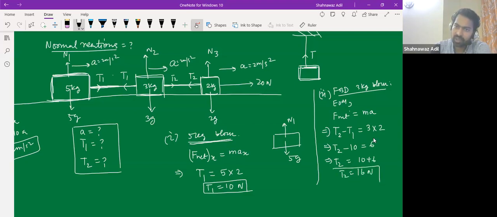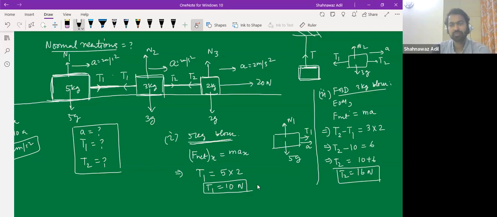This was the question. I forgot to write the free body diagram. This is 3G, this is N2, this is T2, and then this is T1, and then this is acceleration. Yes, everyone understood about this 3 kg block.